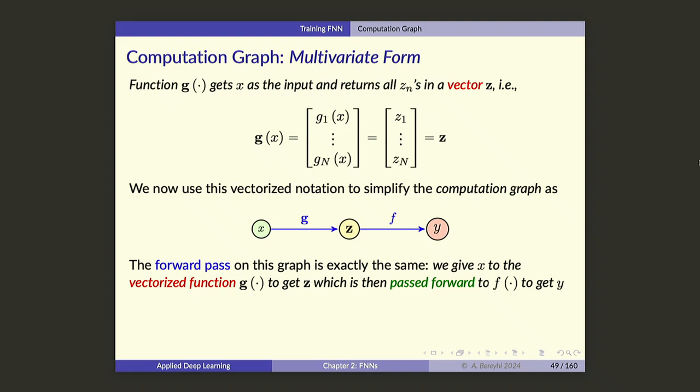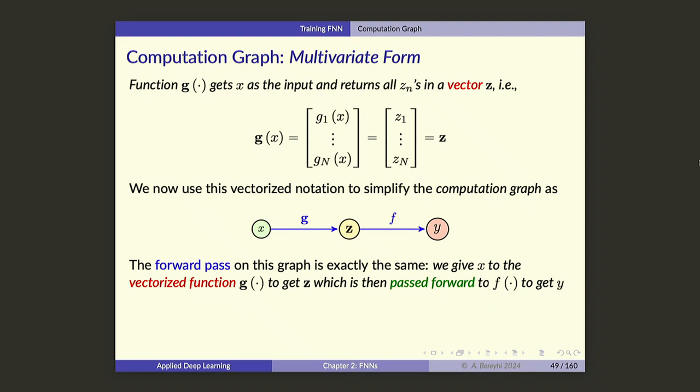So I get x. Out of x, I have this vectorized function g, which is going to give me the vector z, and then I pass this vector z to function f, and that is going to calculate y, right? And now if I want to move backward on this graph, what should I do? I need to calculate the derivative from y to z, and then the derivative from z to x, right? So you can always move backward on any of that.